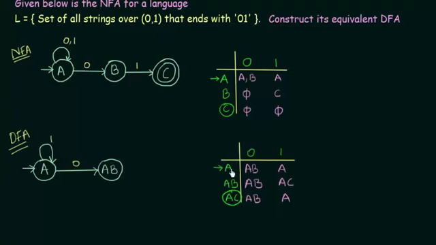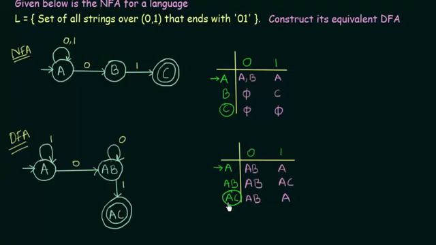Okay, now we have completed A. Now let's come to AB. AB on getting input 0, where does it go? It goes to AB itself. And AB on getting input 1, where does it go? It goes to AC. So we have another state here, AC, and let's remember that AC is the final state, so we put two circles around AC. AB goes to AC on getting input 1.